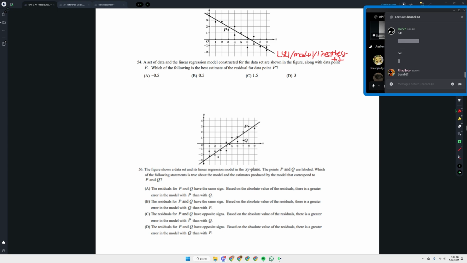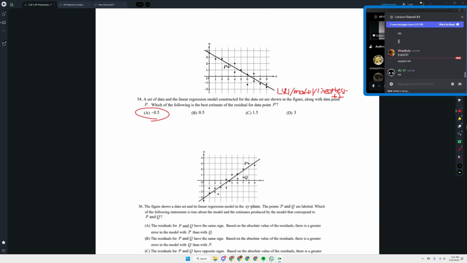Okay, I'll go over it now. So 54 is A, and 56 is D. Any questions about both of these? Okay, explain 54. I'll go over both of them then. So the residual is y minus y hat. Our predicted is 2, and our actual is 1.5, and that's negative 0.5. That's this one.